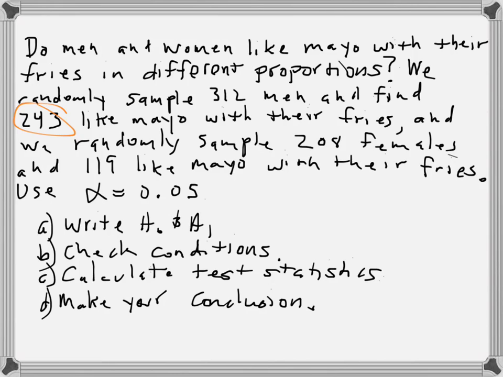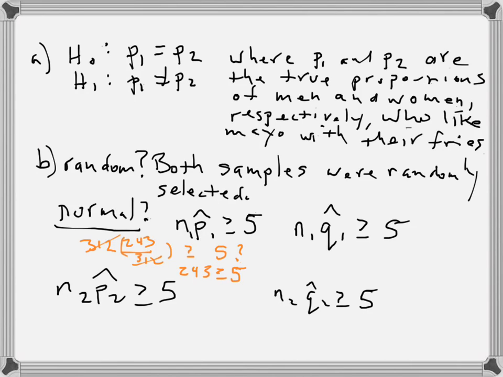So I can actually do this for all of them. Isn't that nice? With the females, we had 119, and 119 is greater than 5. Likewise, if 243 was the number of successes, I can do the same thing with the number of failures. If 243 people liked mayo with their fries, how many were left over who didn't? 312 minus 243 is 69. 69 is greater than 5.